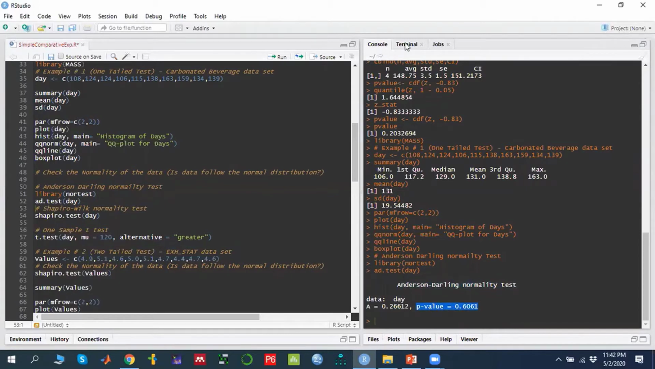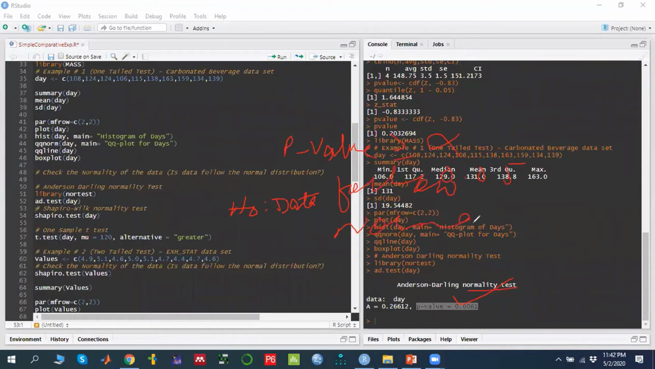If I run this test, it shows the Anderson-Darling normality test, and the p-value is 0.6061. In such a case, the p-value, which in this case is 0.6061, is greater than or equal to the alpha value, because if we assume alpha is 0.05, we will accept H0. So in such a normality test, what was the H0? H0 is that the data follows normal distribution, whereas H1, what is H1? Data does not follow normal distribution.